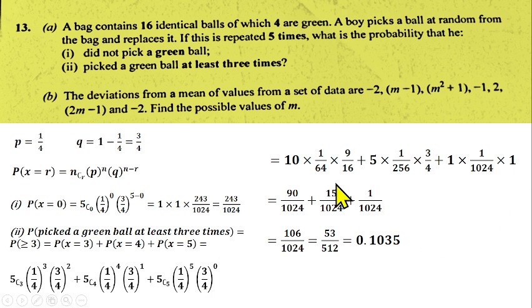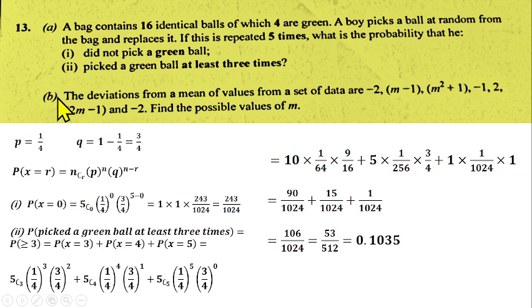If we simplify that further, 10 times 9 gives us 90 over 16 times 64, which is 1024. Also, plus 5 times 3 gives us 15 over 1024. Then 1 times 1 times 1 gives us plus 1 over 1024. You find the LCM, and you'll be having 90 plus 15 plus 1, which is 106 over 1024. If you reduce that, that should give us 53 over 512, or 0.1035 as the value of that.